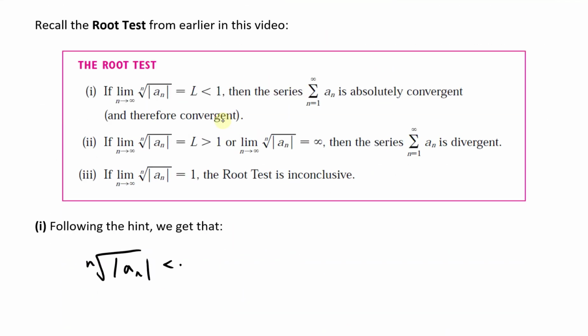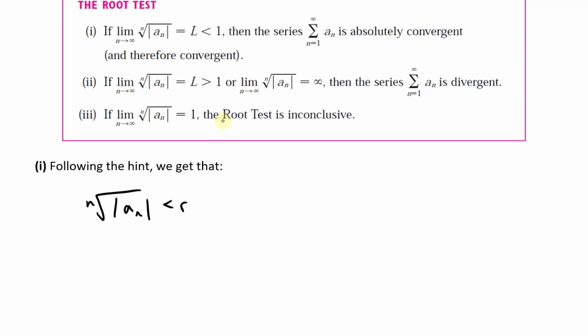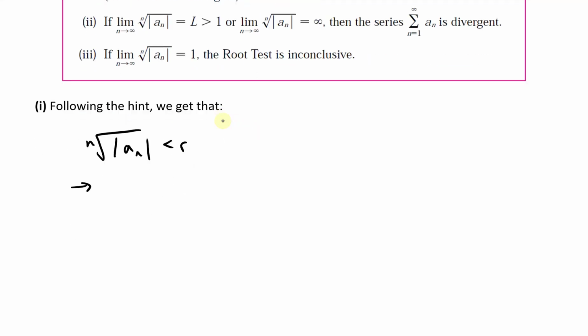is less than R. In other words, we can rewrite this whenever n is greater than or equal to capital N. We could rearrange it by taking this to the power of n. So this is the same thing as writing the absolute value of a_n to the power of 1 over n less than R, like that.